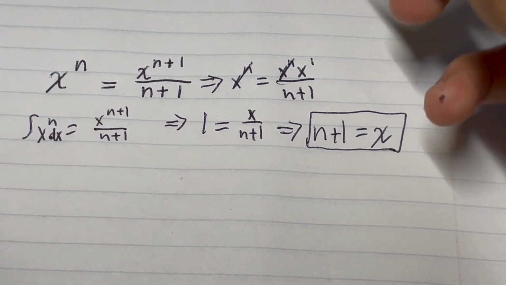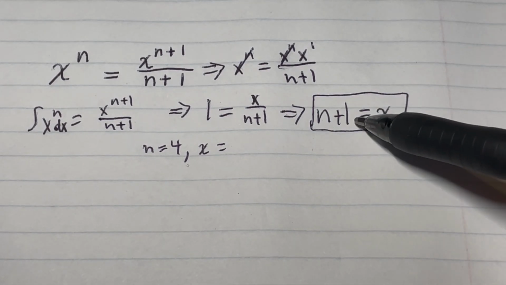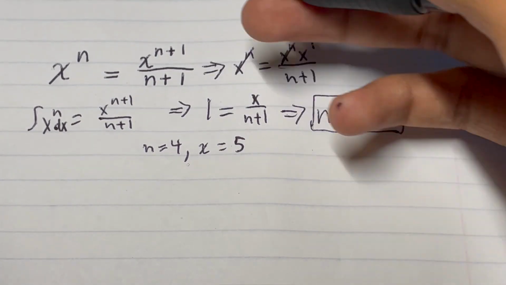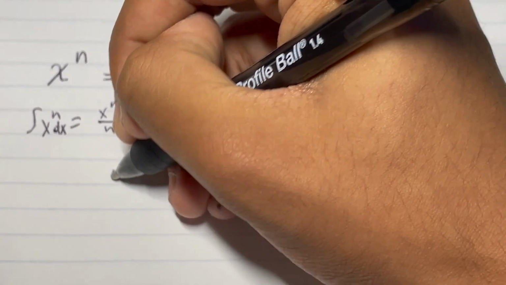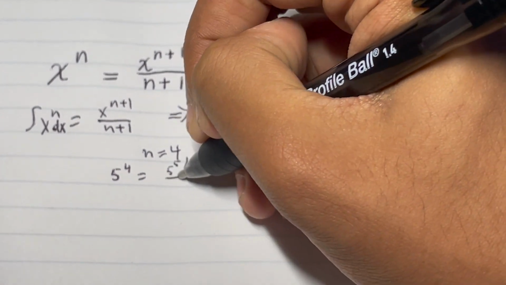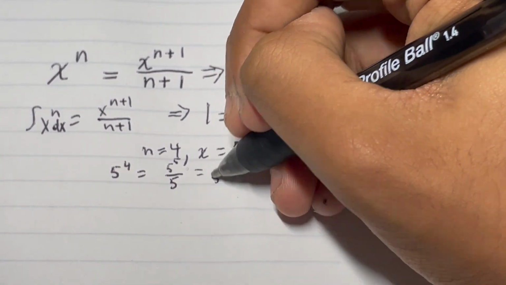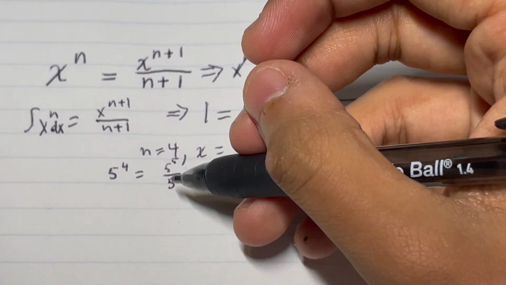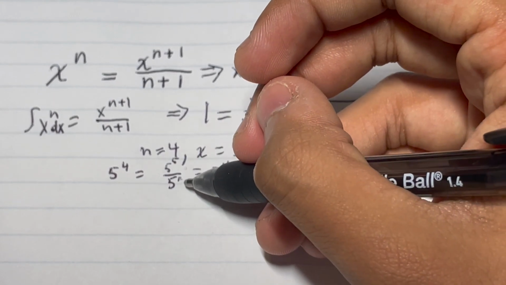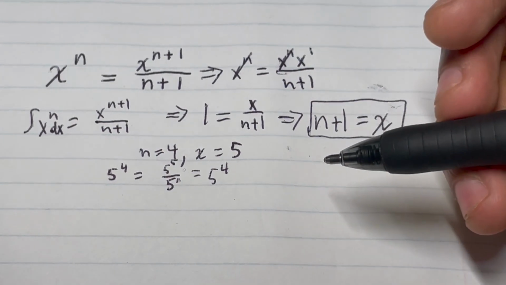Let's try some values. If we set n equal to 4, x would have to equal n plus 1, or 4 plus 1, or 5. Now let's plug in these values into this equation. We have 5 to the power of 4 is equal to 5 to the power of 5 divided by 5. 5 to the power of 5 divided by 5 is just equal to 5 to the power of 4, because this 5 right here is just 5 to the power of 1. And if you want to divide this, you just subtract one exponent from the other, and then you get 5 to the power of 4. And both the left hand and right hand side are equal.